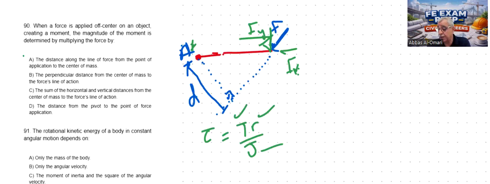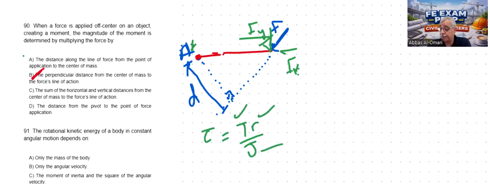The perpendicular distance from the center of mass. Yes, the perpendicular distance. So the correct answer is D, because it is the perpendicular distance from the center of mass to the force's line of action. Okay, this question repeats. When you are asked about the moment, you have a moment and a force, you should look for the word perpendicular.